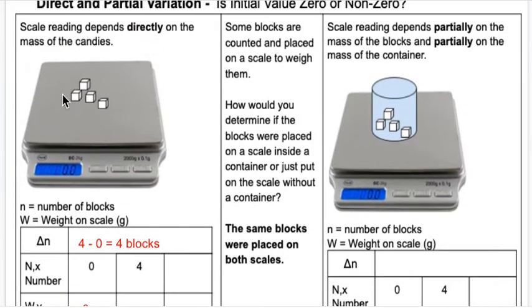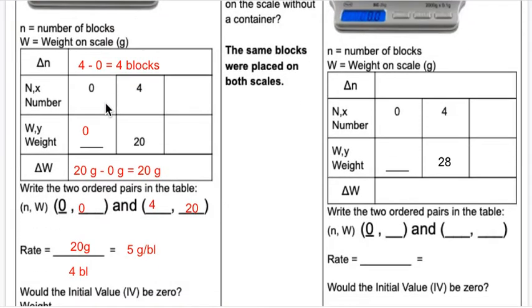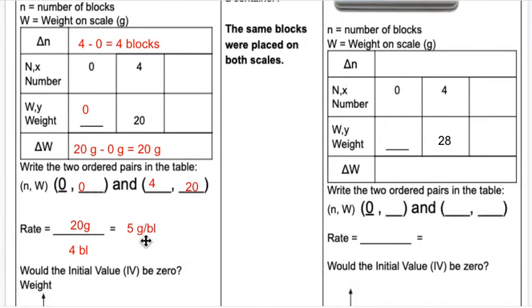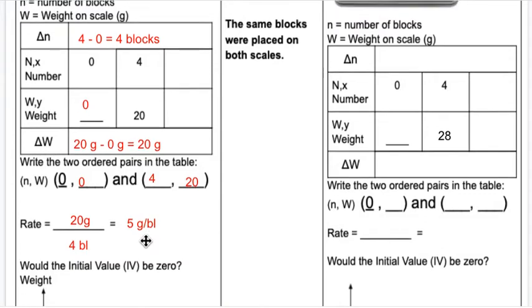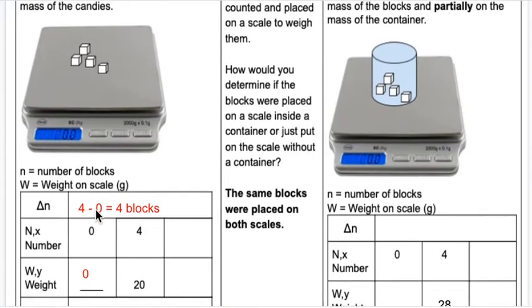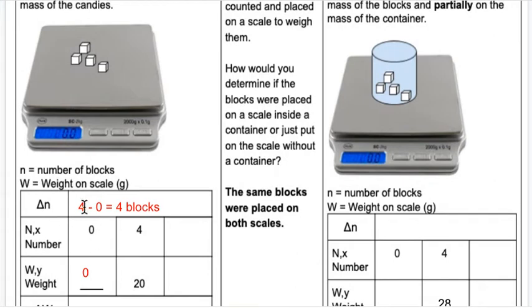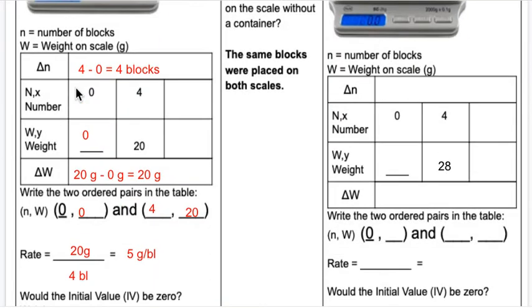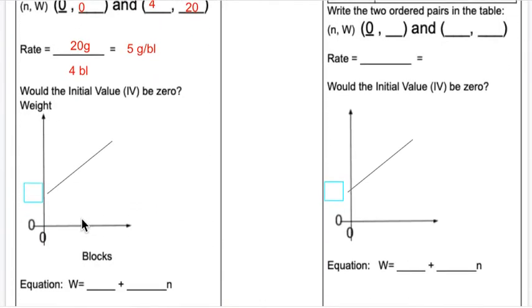Okay, so 1, 2, 3, 4 blocks, and they weigh 20 grams, so it's 5 grams per block. All right, initial value. What is the initial value? In other words, if there's no blocks, so if I take all the blocks off, what's the weight that's going to show on the scale? Well, it's going to be 0, right? It's going to be 0.